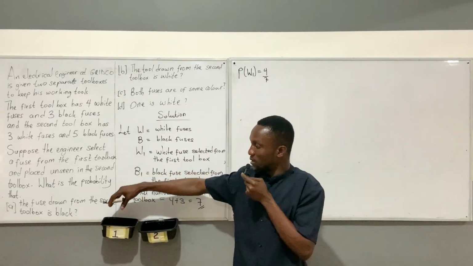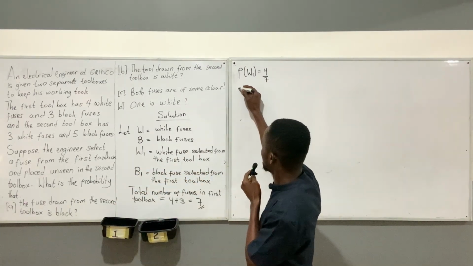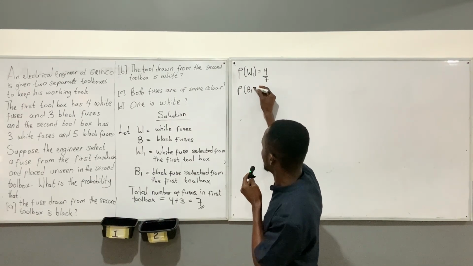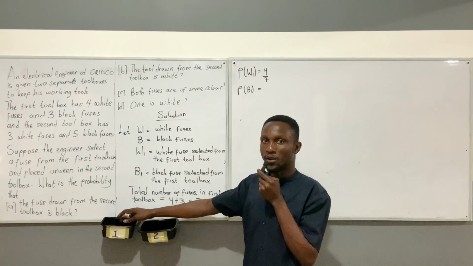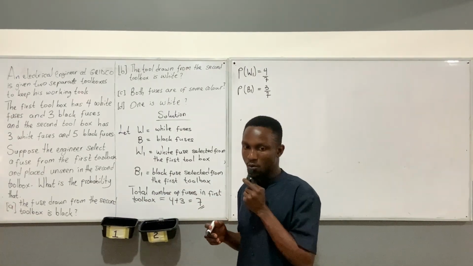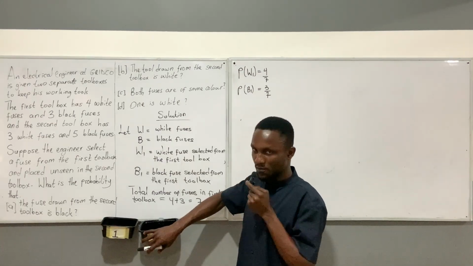Then we find the probability of a black fuse. So the probability of a black fuse B in the first toolbox is giving us 3 over 7. Now let's move on to the probability of the second toolbox.